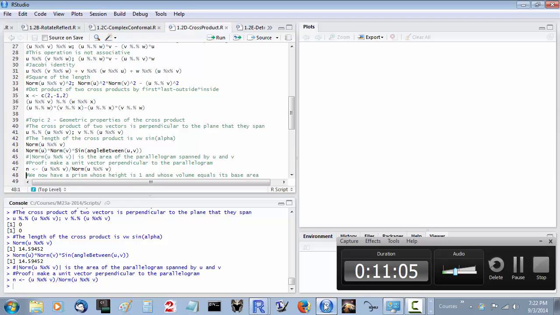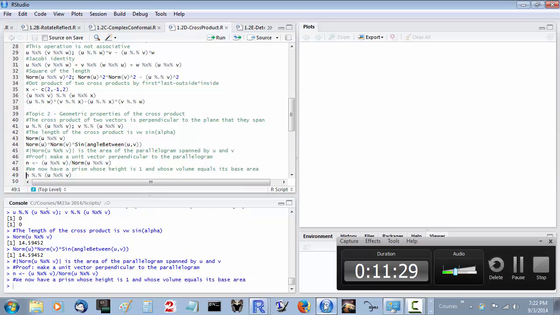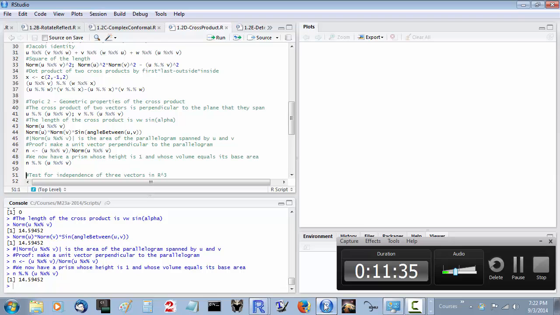Now, since I can't draw good graphs in R in 3 dimensions, you'll have to do some visualizing. I've got a parallelogram, and I've got a vector that's perpendicular to that parallelogram. I have converted the parallelogram into a prism. Its height is 1, and therefore its volume, which is its base times its height, is equal to its base area. We can calculate that by taking the dot product of n with u cross v.